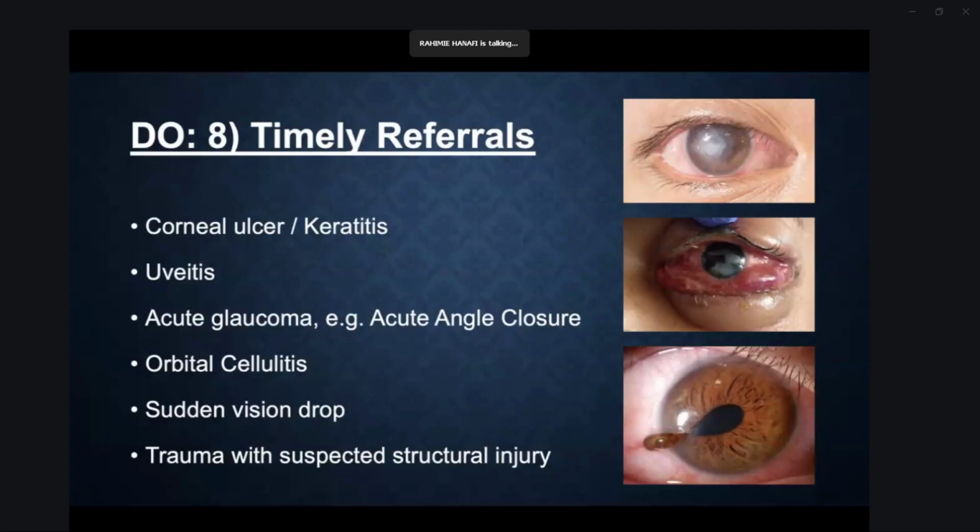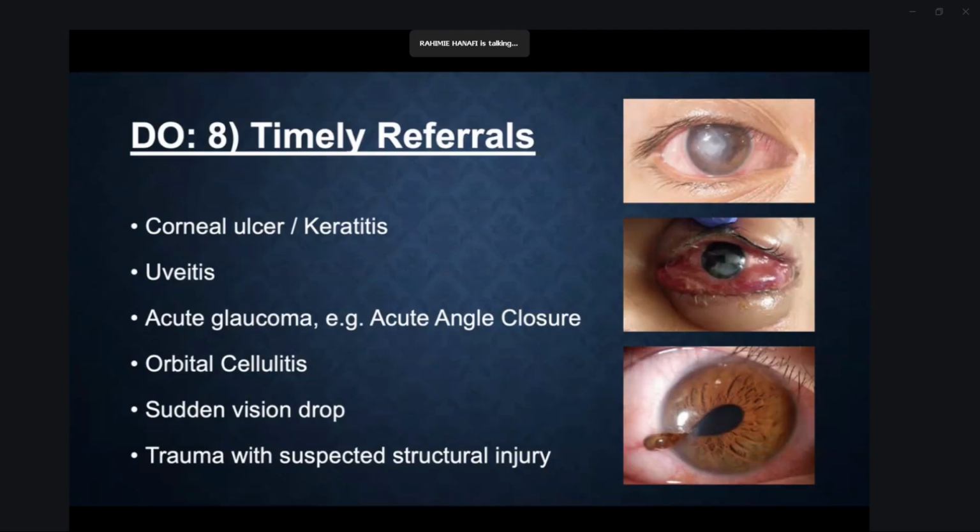Then uveitis. Usually we need to investigate, unless it's very mild, just a first episode, unilateral eye. But usually we need to investigate because uveitis itself is a very big topic. In fact, uveitis is a subspecialty. We need to do investigation and see what is really the underlying cause. If not, we are just treating the symptoms rather than the cause.